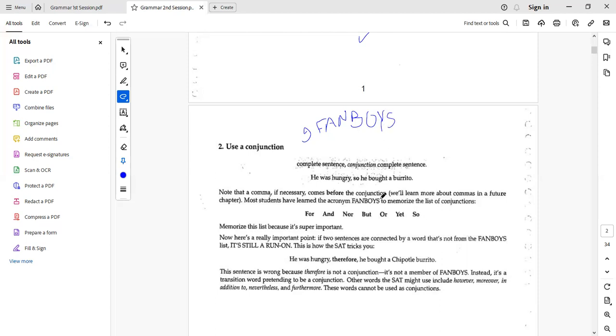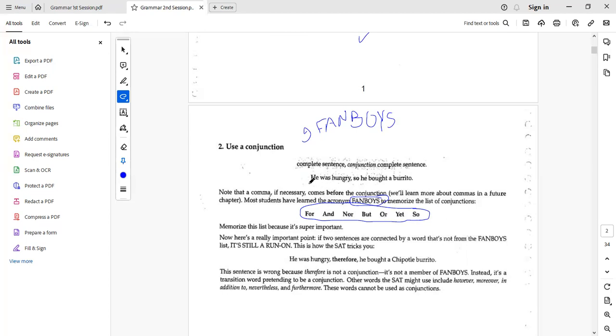What are the fanboys here? Look, they are for, and, nor, but, or, yet, so. FANBOYS stands for for, and, nor, but, or, yet, so. And each one has its function.